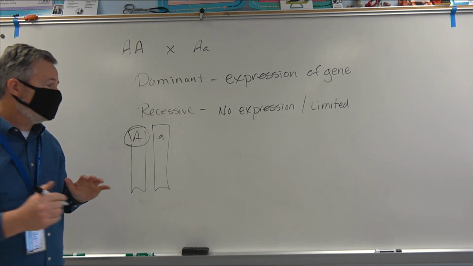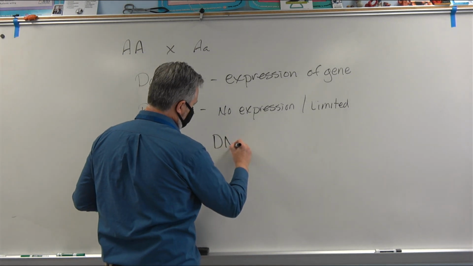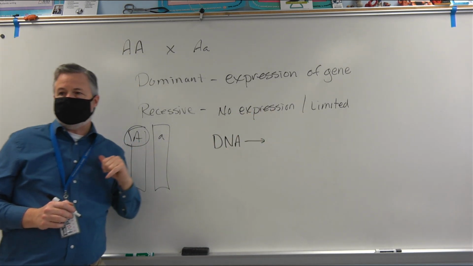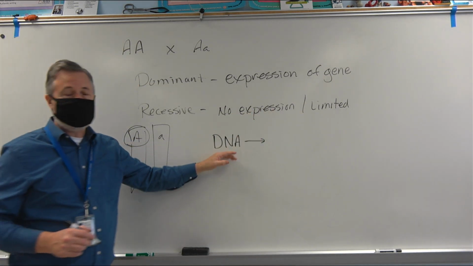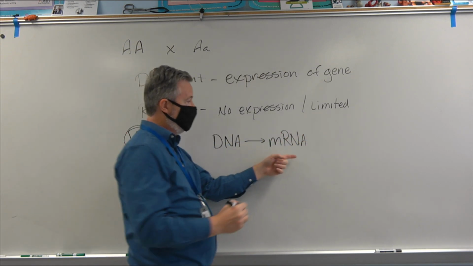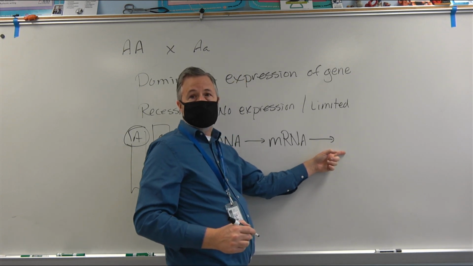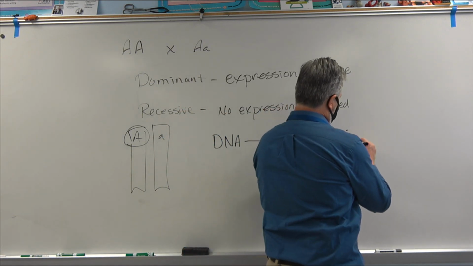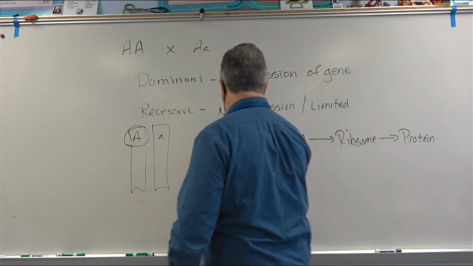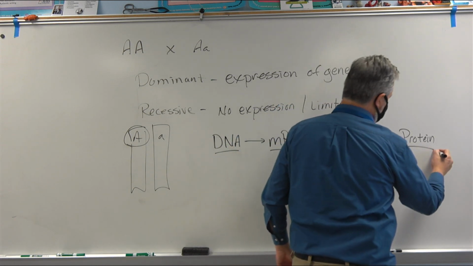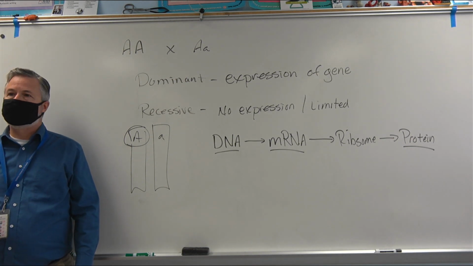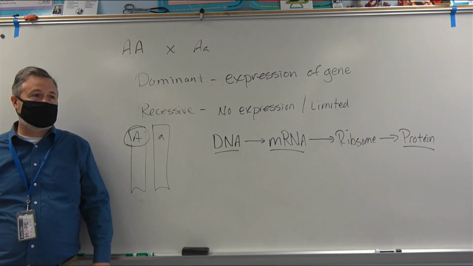I'm not ready to go over this yet, but I want to be sure that you start thinking about this process to get to our product at the end. Our DNA has our genes, and that is then put onto mRNA. That's our copy, which then goes to a ribosome, and that ribosome then makes that protein. And all of these things have a code in them. This is the flow of information, the biological flow of information.